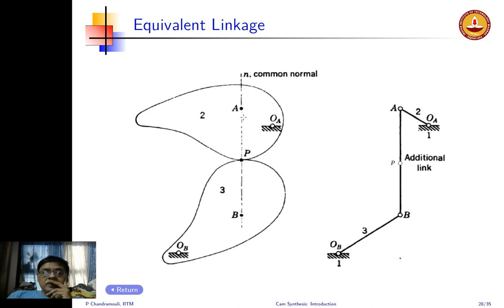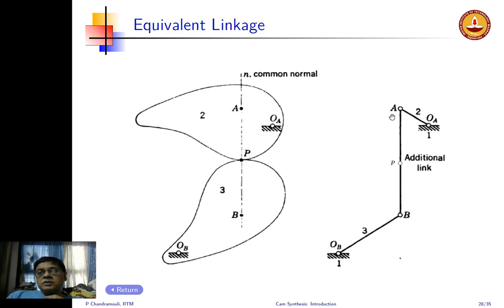So this is drawn. And now A is the center of curvature of body 2. A to P is the radius of curvature. So the body appears to be rolling at this instant with this radius. Similarly, body 3 has a radius BP, so it's part of a circle which is rolling at this instant with a radius BP.